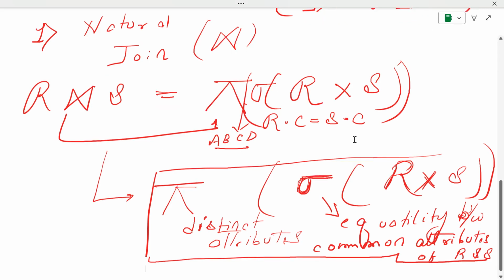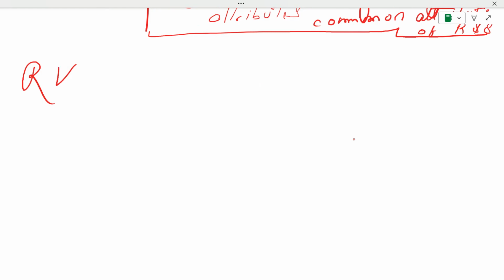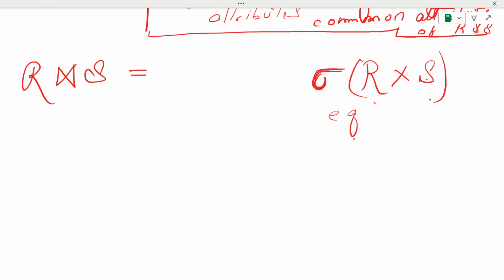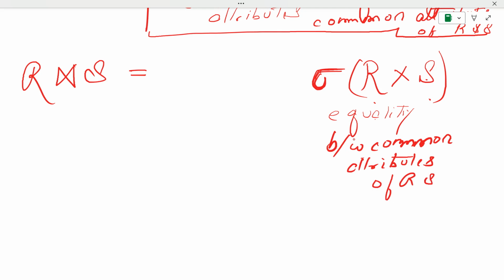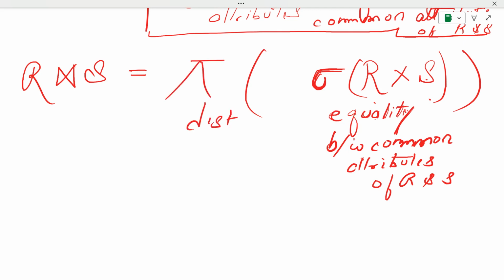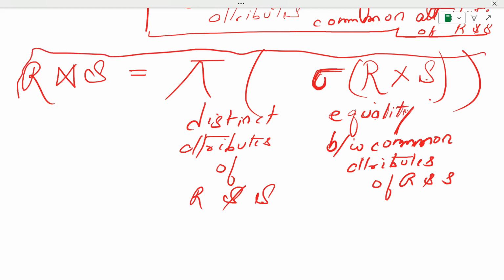In order to understand it, for any natural join, R natural join S, first we are doing the cross product of R and S. Then on this cross product, we are applying a condition based on the equality between common attributes of R and S. Then we are projecting the distinct attributes of R and S. So this is all about the natural join process.